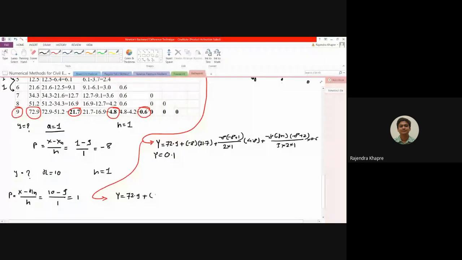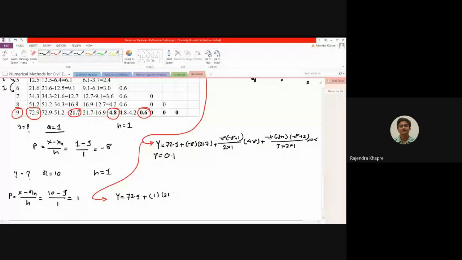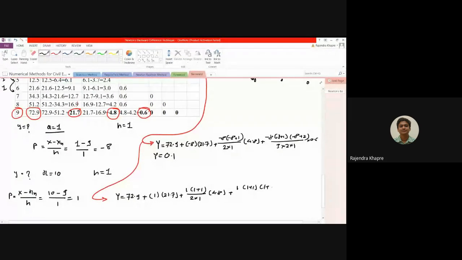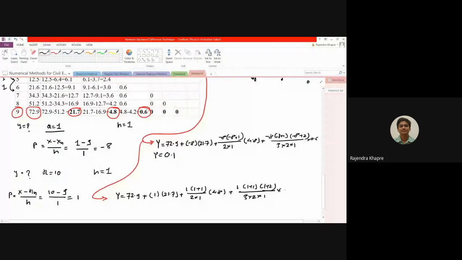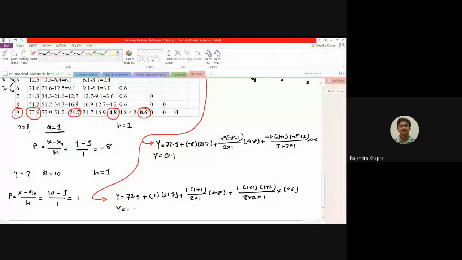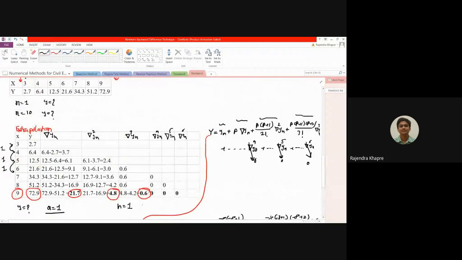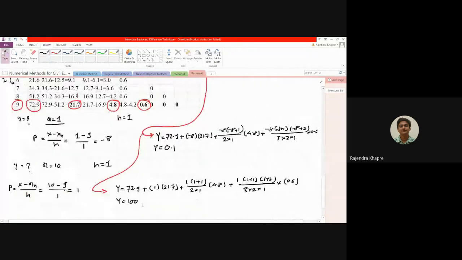plus the p value, which is 1, times 21.7, plus, with p value 1, this will be 1 plus 1 divided by 2 into 1, times 4.8, plus, with p value 1, this is 1 plus 1, 1 plus 2 divided by 3 into 2 into 1, times 0.6. So can anybody tell me how much are you getting? 100. Everyone is getting 100? Yes. Okay, so I'm sure that this method is now clear to everybody.